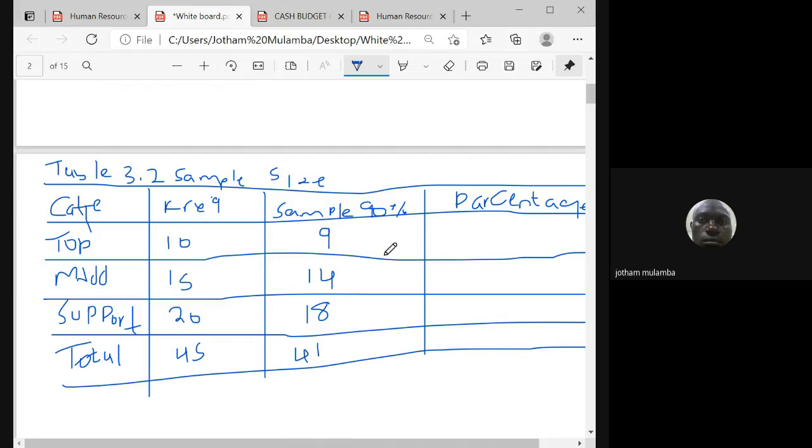Then after that, we get the percentages. So to get the percentage, we do 9 divided by 41 times 100. It will be 21.995. So if you round off, 22. So you write here 22.